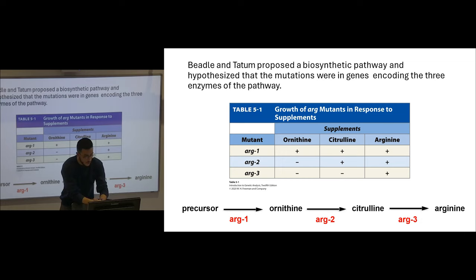So it seems that when you mutate ARG1, you need to put all three of them for the cells to grow. If you don't put all three, they will not live. ARG2, because it's right here, then you need to put citrulline and arginine, and then same thing for the last one. So, yeah.